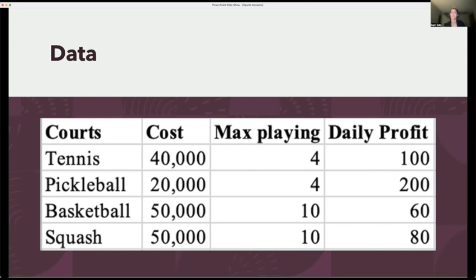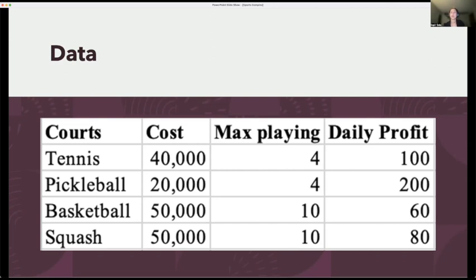So I have these hypothetical numbers that I came up with, and the difference between each one is definitely realistic though. Tennis would cost more than a pickleball court. A basketball court would also cost more than a pickleball court, and so on.